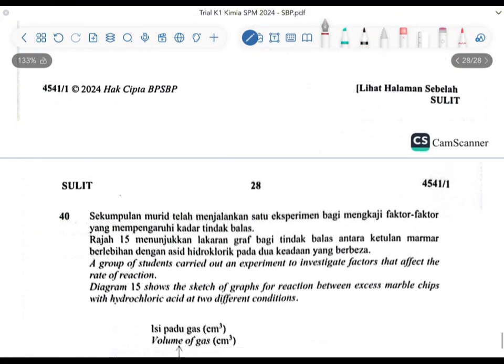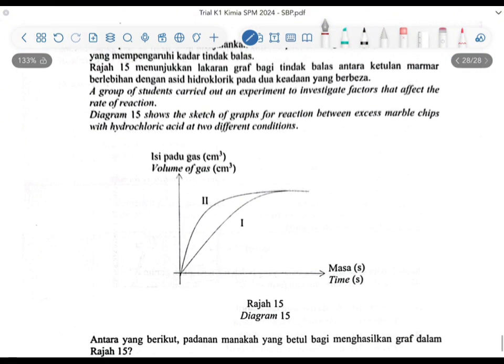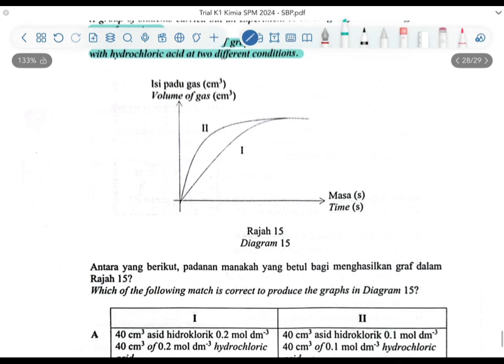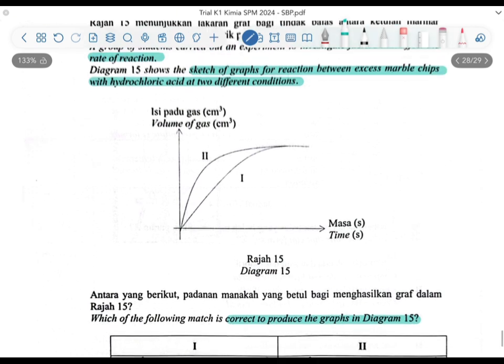Okay, so let's continue with the last question. A group of students carry out an experiment to investigate the factors that affect the rate of reaction. Diagram 15 shows the sketch of graph for the reaction between the excess marble chips with the hydrochloric acid at two different conditions. Which of the following is correct to produce the graph in diagram 15?